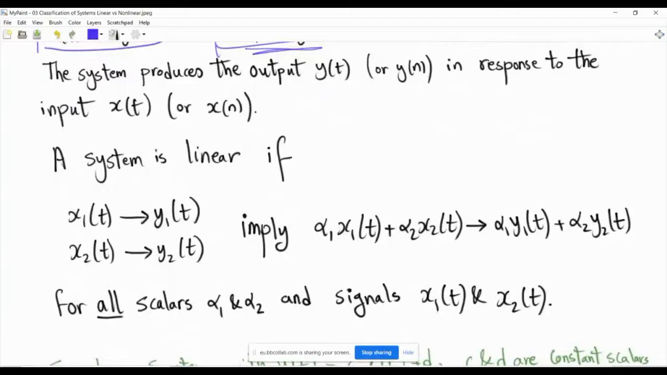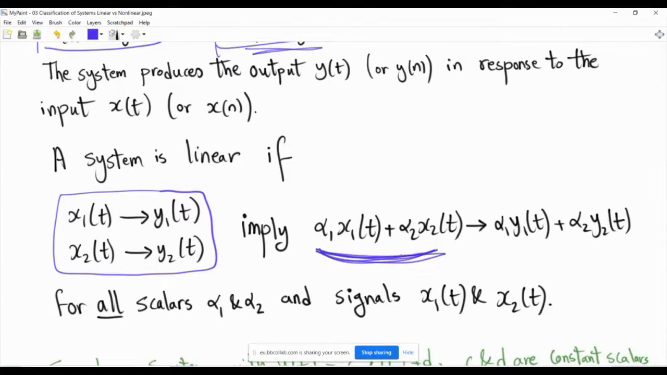So what is a linear system? Basically you have two inputs: x1 of t, giving the corresponding output y1 of t, and another input x2 of t, with the corresponding output y2 of t. The system is linear if it responds to a linear combination of x1 of t and x2 of t with the linear combination of those outputs y1 of t and y2 of t.